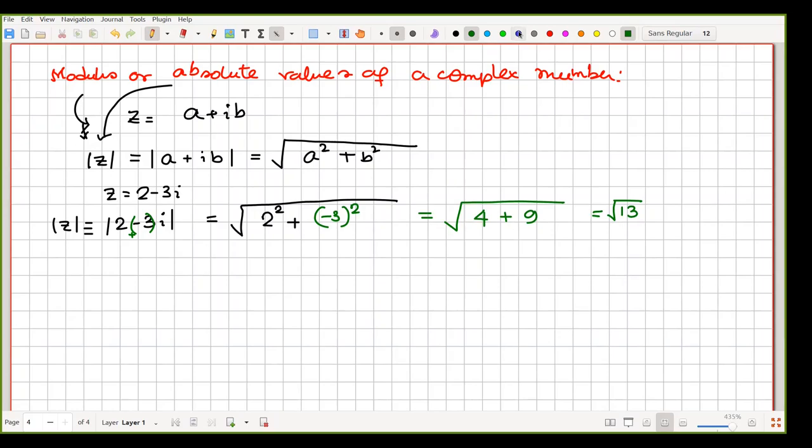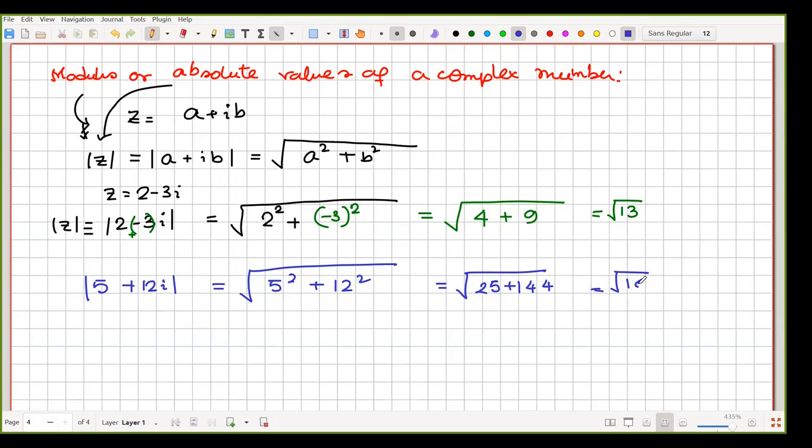We have the modulus of 5 plus 12i. Here the modulus means the square root of 5 squared plus 12 squared, no problem. That means 25 plus 144, or the square root of 169. I am not writing plus or minus 13, but that is simply the square root of 169.